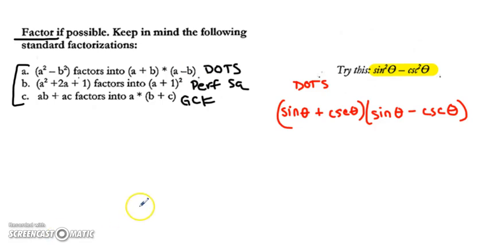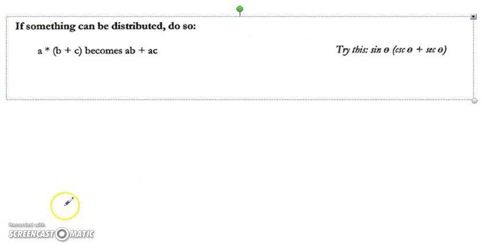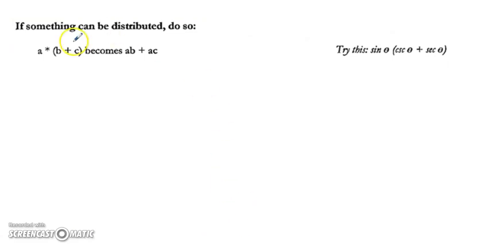I am hoping that you unpause this and before that you figured out this was a difference of two squares. Difference because you're looking at subtraction and two squared values. All right, so it factors to sine theta plus cosecant theta and sine theta minus cosecant theta. So I used this format to help me get there. All right. Other thing you need to notice, if you see a term outside, you want to distribute it.